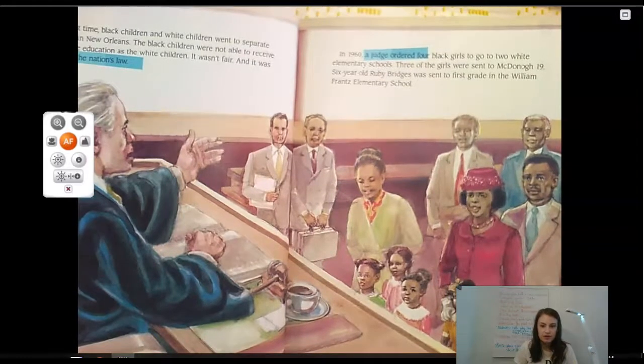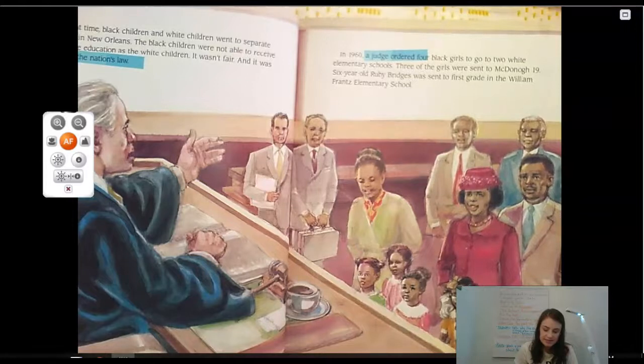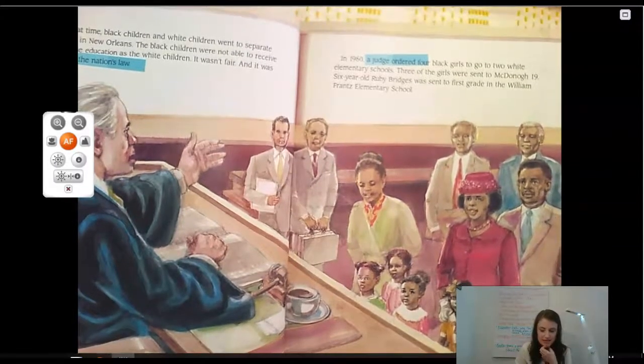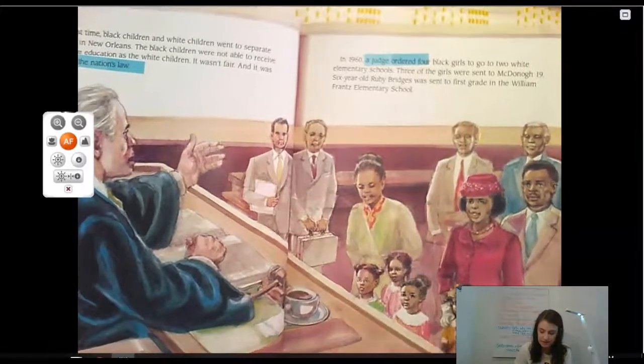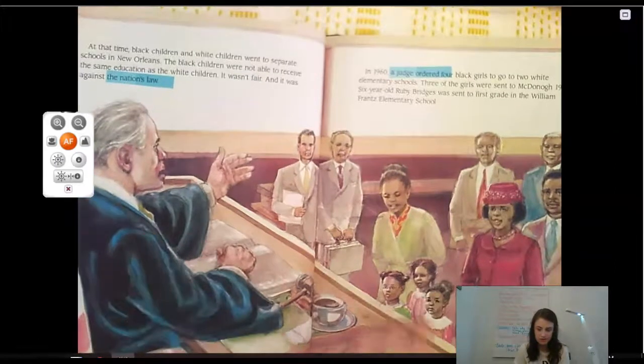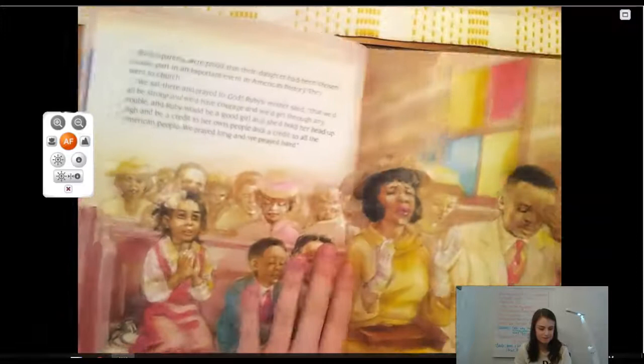3 of the 4 girls were sent to McDonogh 19. 6-year-old Ruby Bridges was sent to 1st grade in William Frantz Elementary School. I see Ruby. I see the judge. Wow, I can't wait to see what happens next.